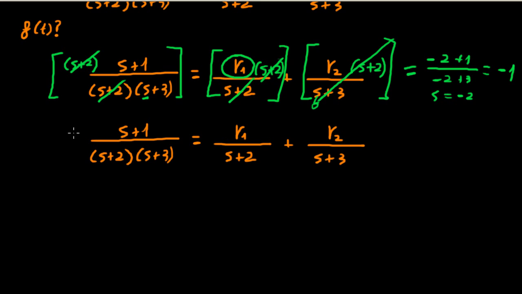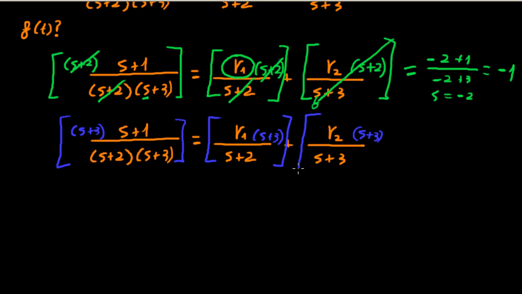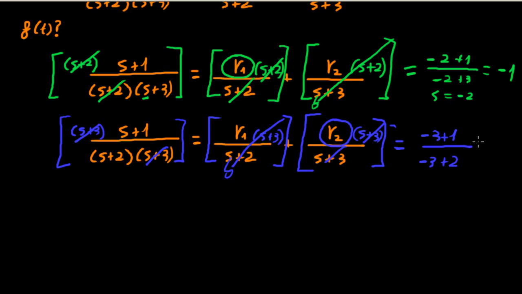The second one, we multiply everything by s plus 3. Particularization. This goes with this, leaving r2 alone. This is 0. This goes with this, and r2 is equal to minus 3 plus 1 over minus 3 plus 2, which is equal to minus 2 over minus 1, that is to say 2.